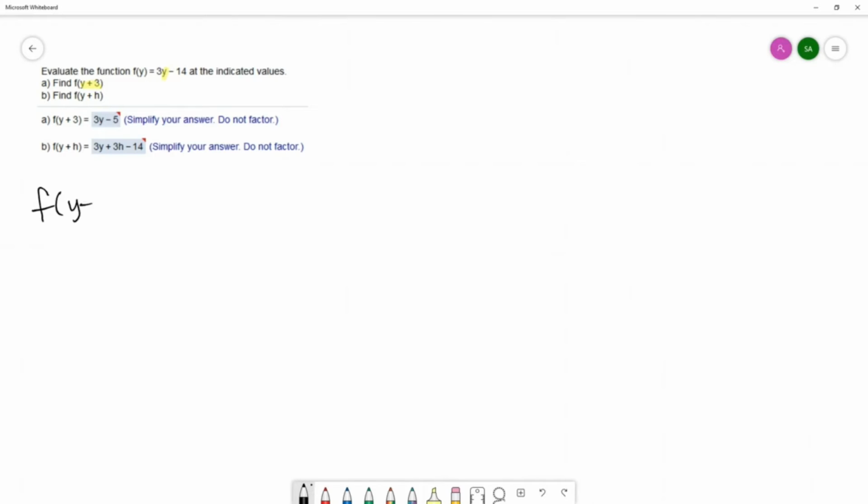F of y plus 3 would be 3 times y plus 3 minus 14. And then I'm going to simplify using the distributive property to get 3y plus 9 minus 14 and combine like terms. 9 minus 14 would be a minus 5.